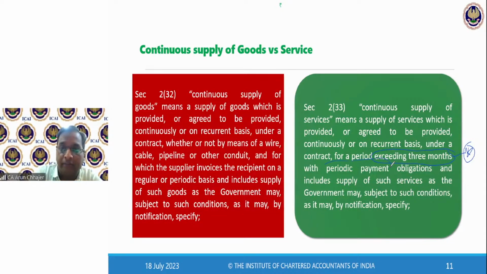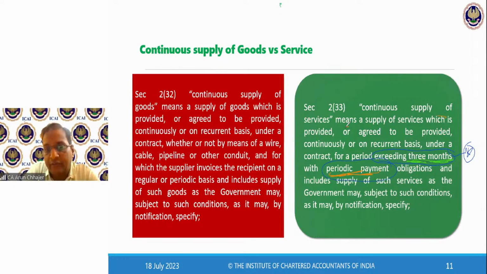Plus with periodic payment, second condition. The first condition is the time period, and the second condition is periodic payment. If these two conditions are satisfied, then it is called continuous supply of service. Let's read the definition.